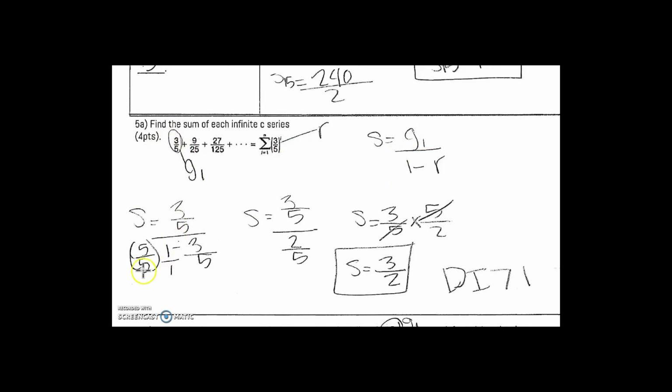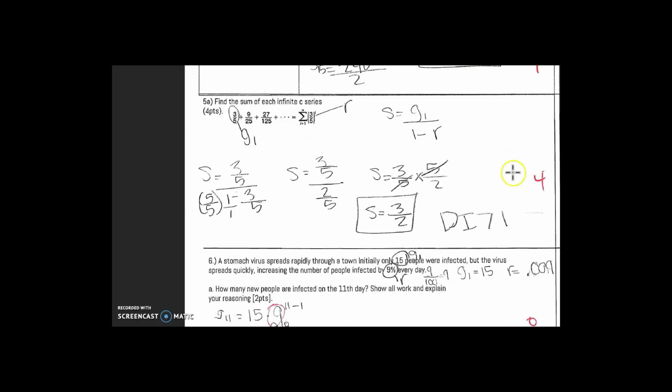And then 1 minus R, your ratio is 3/5. They recognize that 1 is equivalent to 5/5. And when you change this to an equivalent fraction, 5/5 minus 3/5 gives you 2/5. 3/5 divided by 2/5, you take the reciprocal, which is 5/2. So here they cross cancel, or 15/10 reduces to 3/2. The sum is 3/2.